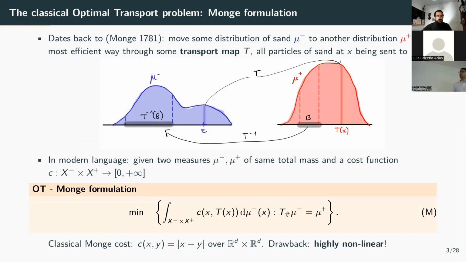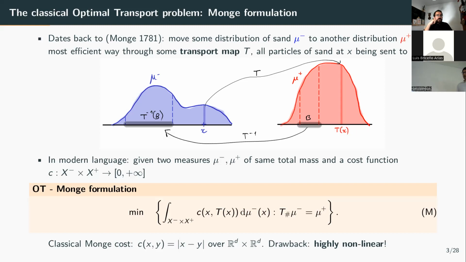And here you transport the sand through some map T, which we call a transport map. It tells you if you had some sand at position X at the beginning, you will send all this pile above it to this point, T of X. Okay. And you want to minimize some cost by doing this, but you want to send the global distribution mu minus to mu plus. Okay. And in modern language, it can be written in this way.